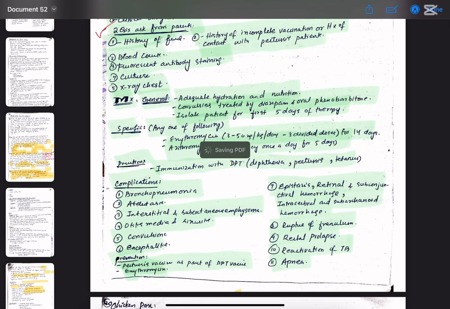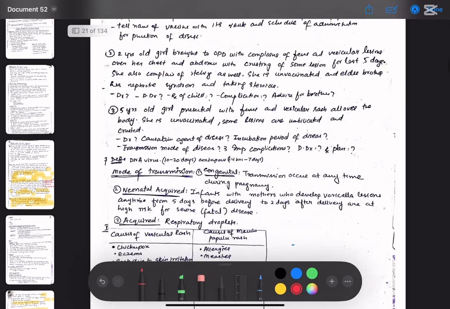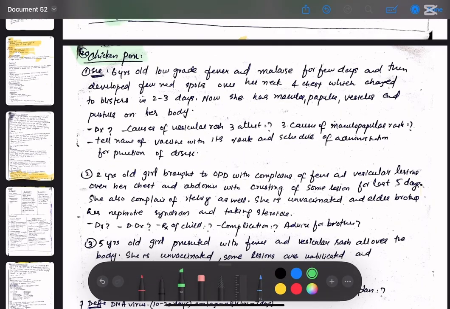Now coming towards the next topic, that is chickenpox. So we have a scenario of a 6-year-old with low-grade fever and malaise for 5 days, who then develops a few red spots over her neck and chest, which change to blisters in 2 to 3 days. Now she has macules, papules, vesicles, and pustules on her body.